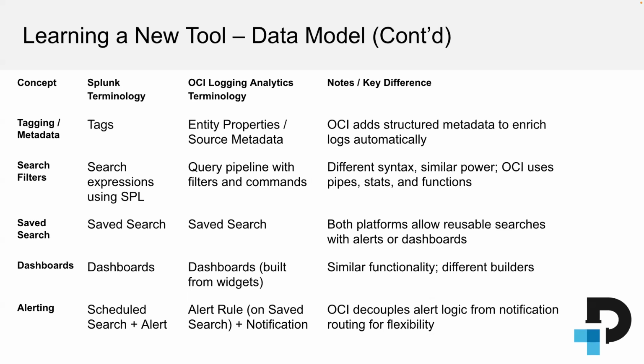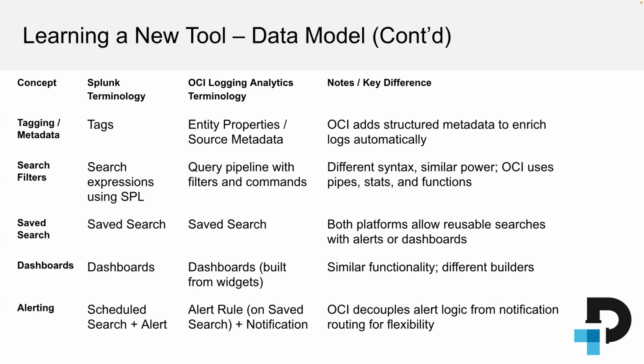Again, just some more terms here, right? There's the idea of tags in Splunk. There's entity properties and metadata in OCI. We already talked about searching. Obviously, there's SPL and search filters in Splunk, and the more SQL-based query that I talked about in OCI. Although, again, we will look at a couple of live queries, and they aren't that different when you look at both of them.